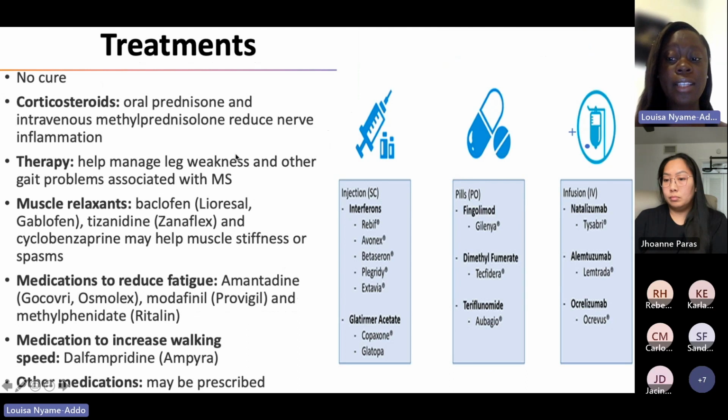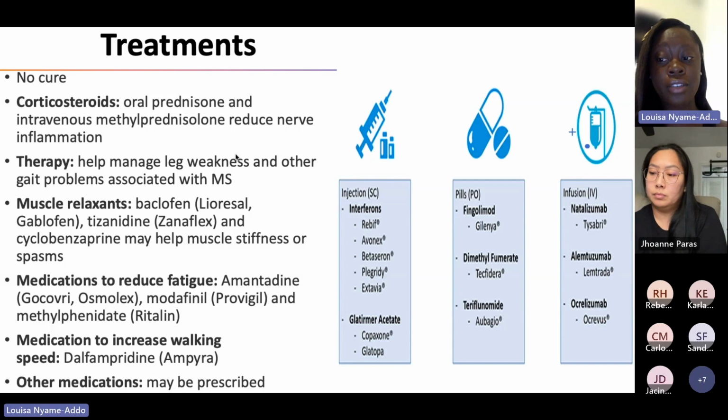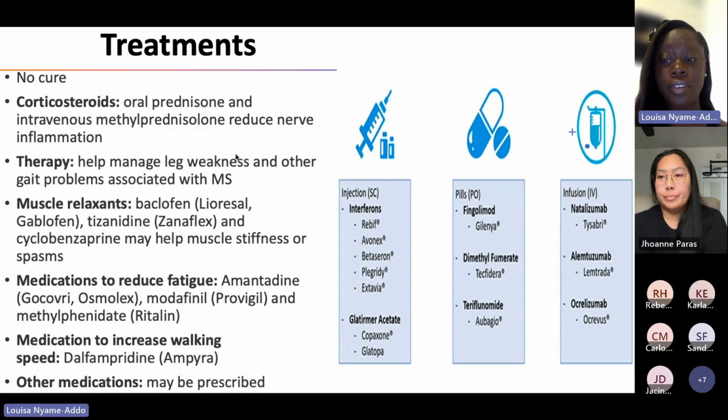So as Dr. Beto said, there is no treatment, there is no cure for multiple sclerosis. There's only treatment that focuses on speeding the recovery from attacks, as well as reducing new radiographic and clinical relapses and slowing the progression of MS, as well as managing its symptoms. So the first are corticosteroids. Oral prednisone and intravenous methylprednisolone reduce nerve inflammation. Therapy will help manage leg weakness and other gait problems that are often associated with multiple sclerosis.